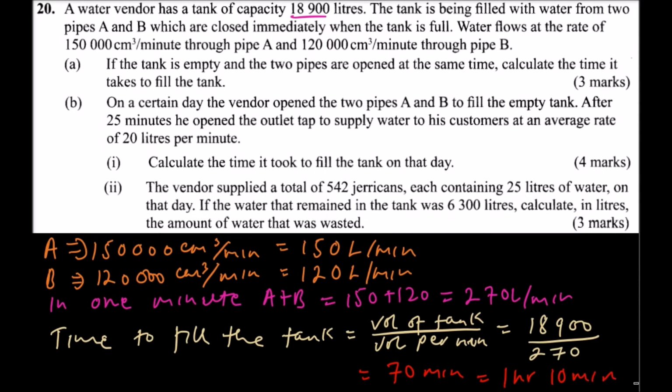So let's go to part B and see how we are going to solve that. Part B of this question, we are told on a certain day, the vendor opened the two pipes A and B to fill the empty tank. After 25 minutes, he opened the outlet tap to supply water to his customers at an average rate of 20 liters per minute. Calculate the time it took to fill the tank on that day.